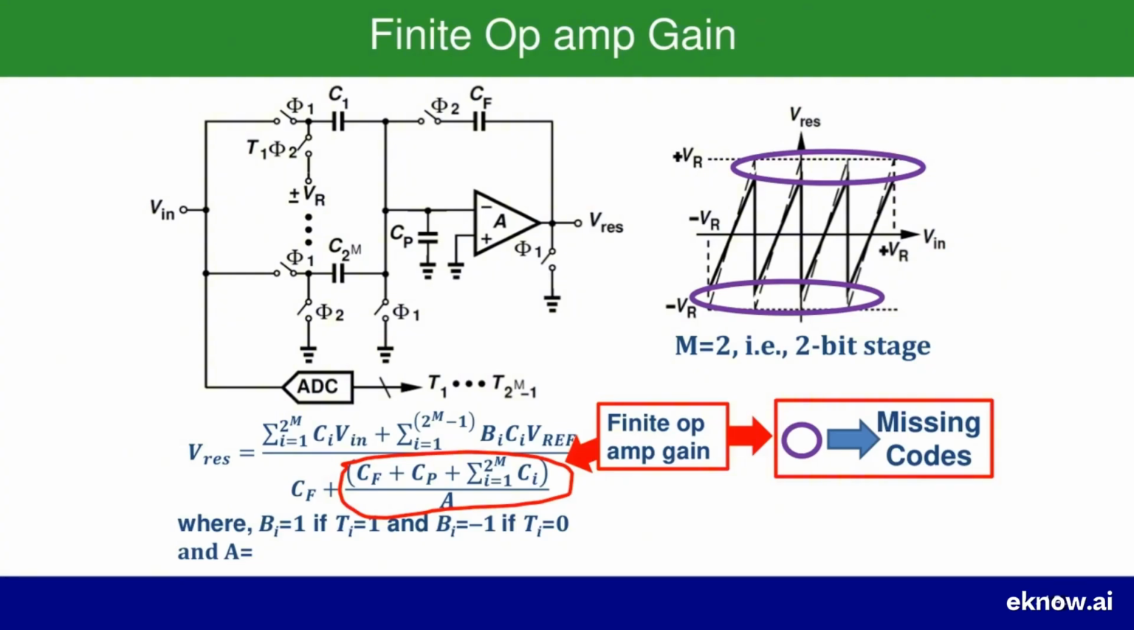When you combine the bits from all the stages, you'll find that certain final digital codes can never be generated. This is what we call missing codes. So, finite op-amp gain is a direct cause of missing codes in a pipelined ADC.